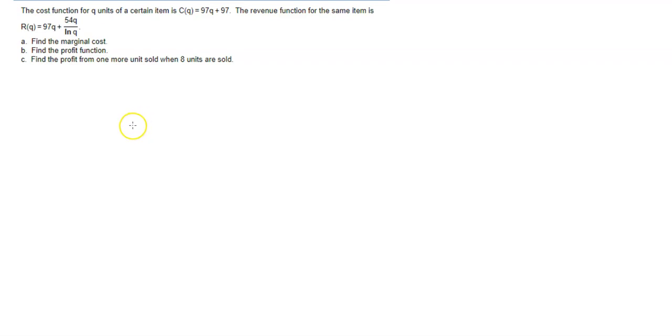So the first thing it wants us to figure out is, what is the marginal cost? Well, the marginal cost of Q will be the derivative of the cost function. So the derivative of 97Q plus 97 is 97. Part B wants us to find the profit function.